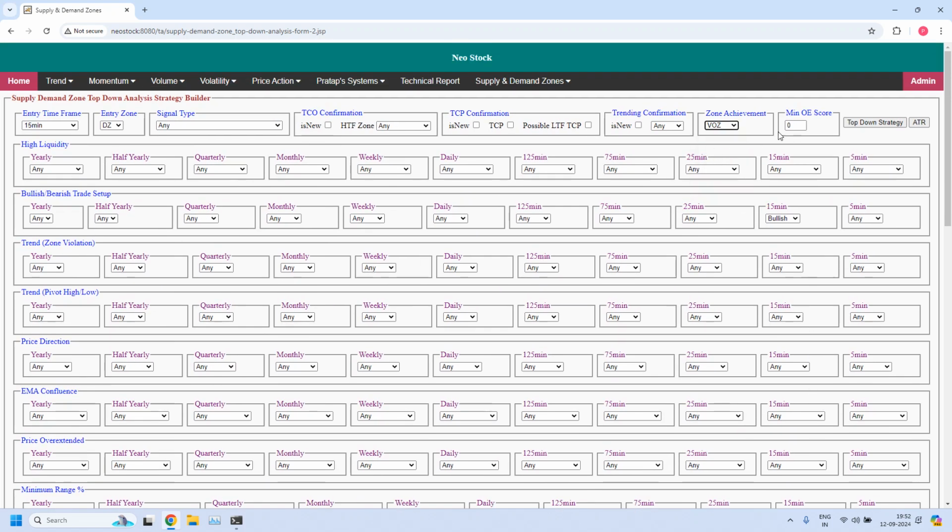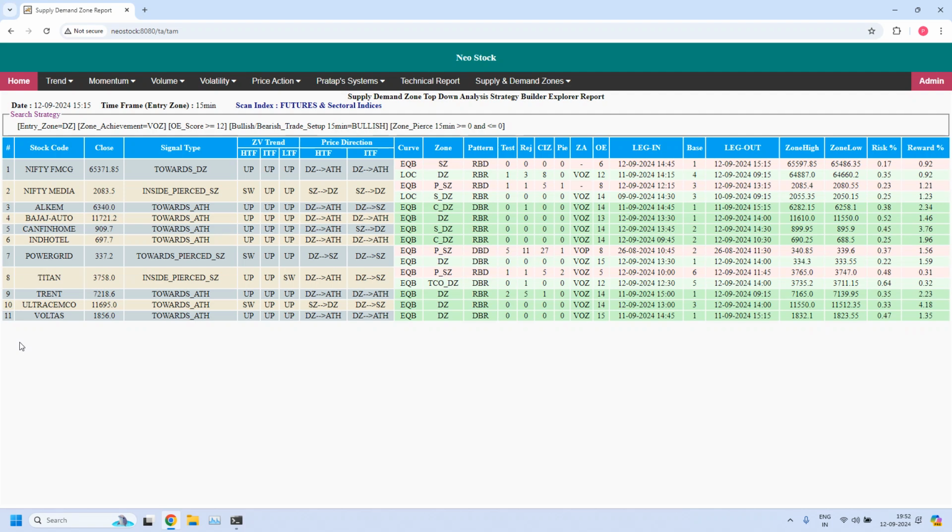Zone violation, violated opposing zone. Minimum odd enhancer score is 12. And all the 3 filters are applied to 15 minutes demand zone. So 11 stocks are filtered. These 11 stocks are currently supporting bullish trade setup for daily income trade.